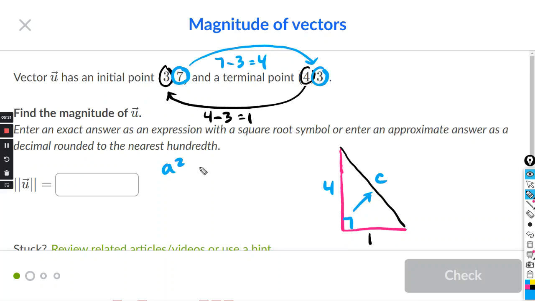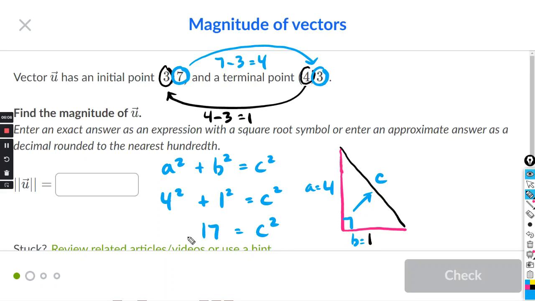Pythagorean Theorem. It doesn't matter which side is A or B. I'm going to let A equal 4, and I'm going to let B equal 1. So A squared is going to be 4 squared. B squared is going to be 1 squared. And that equals C squared. 4 squared is 16. 1 squared is 1. 16 plus 1 is 17. And that equals C squared.